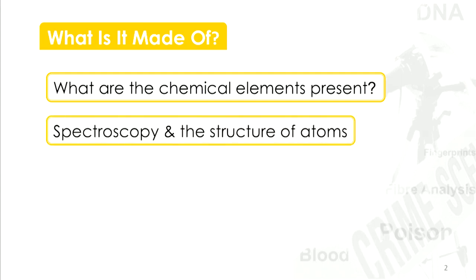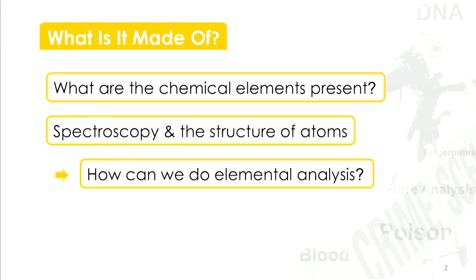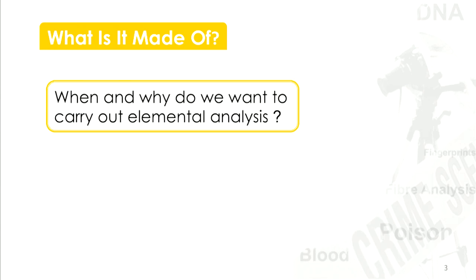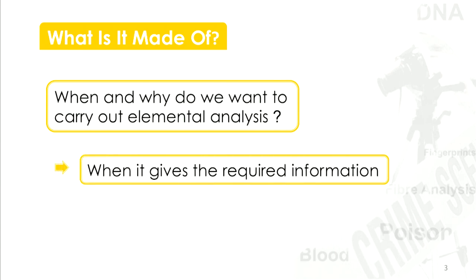Spectroscopy and the structure of atoms is the key knowledge for understanding how we can determine which elements are present in a sample, how we can do an elemental analysis on a sample. Well, when and why would we want to do elemental analysis in forensic science? Forensic science is a pragmatic science. It's a pragmatic subject. So the answer to the question of when you would want to do an elemental analysis is whenever it gives you the information you need to proceed with the investigation.